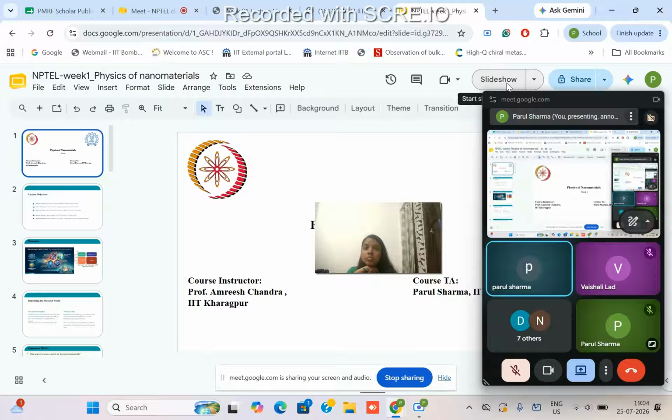So this is the scale bar of 10 micrometer. So this whole length from here to here is 10 micrometer. So this size is approximately 10 nanometer. From here to here, 10 to 100 nanometer it can be.